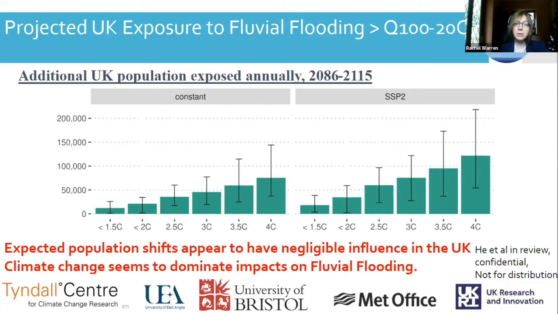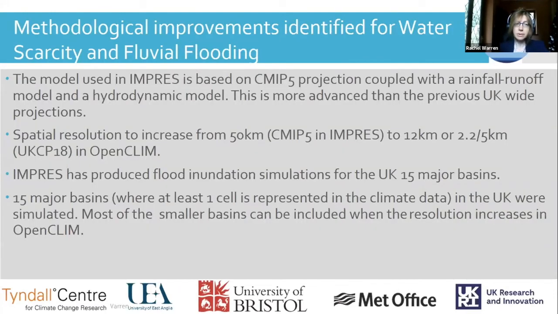And we compared the case where the population in the UK remains constant and another scenario in which it increases, according to a global scenario known as SSP2, for those of you in the know. Risks are seen to increase in both cases with quite large uncertainties due to differing patterns of regional climate change. But we notice that climate change seems to dominate the impacts, with population changes having a smaller effect. Now, this modelling is based on CMIP5 projections, coupled with a flood inundation model and a hydrodynamic model.